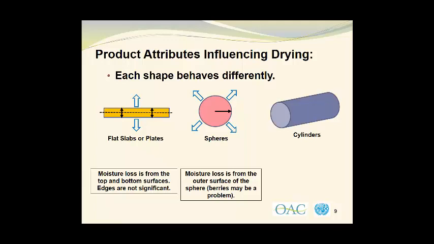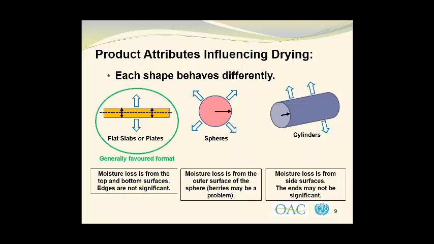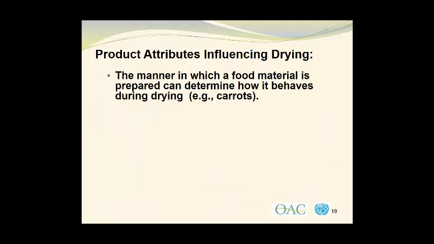In the case of cylinders, we have moisture traveling from the center of the cylinder to the outside surface, where it is evaporated. Moisture loss is from the side surfaces, and the ends may not be significant. So overall, the flat slabs or plates are generally the favored format.